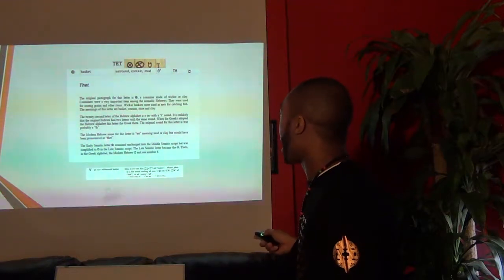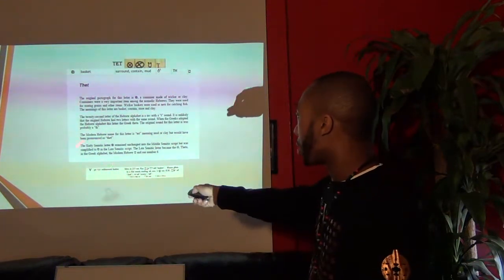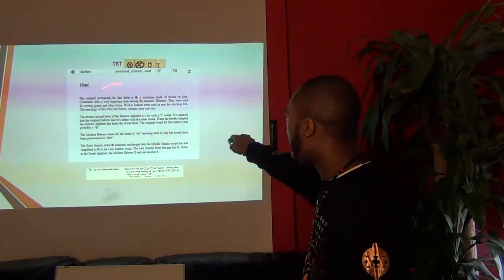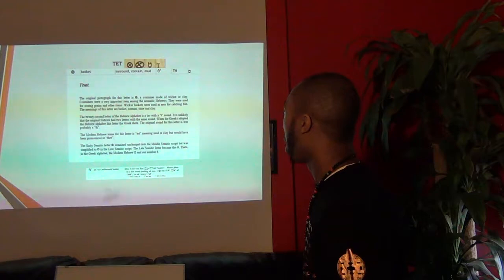But it would have been pronounced as thet. Alright. If you look at Alan P. Garner, it's V30, and that has a wickerwork basket. Alright. Same kind of ideogram behind both pictograms.